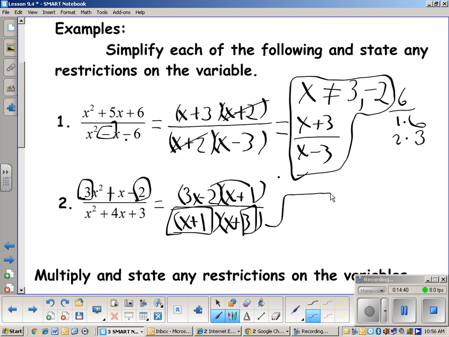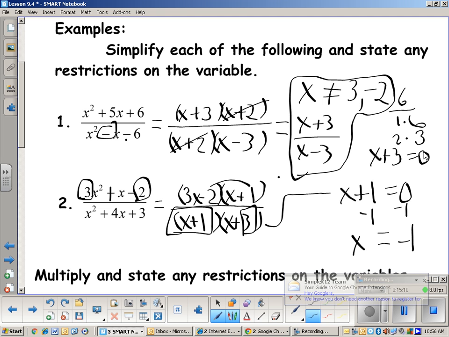All right? And to solve this, this really means x plus 1 equals 0. Okay? So then when you subtract the 1 from both sides, you have x equals negative 1. So that's how we know that we get the -1 there. And then we do that same process for the x plus 3. X plus 3 equals 0. And then when we subtract 3 from both sides, we have x equals -3.